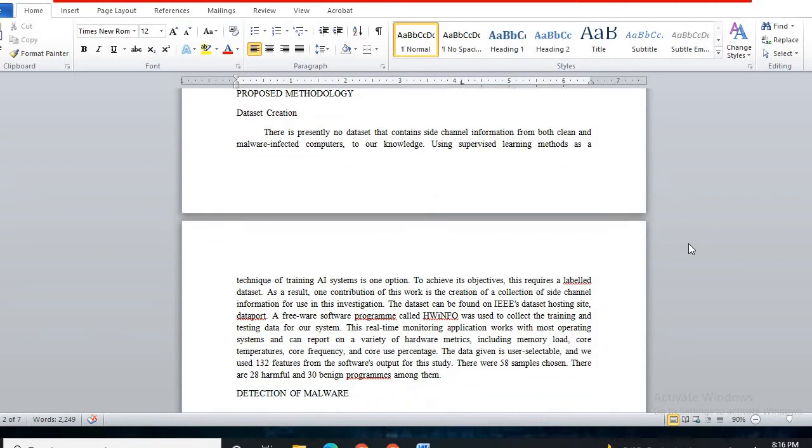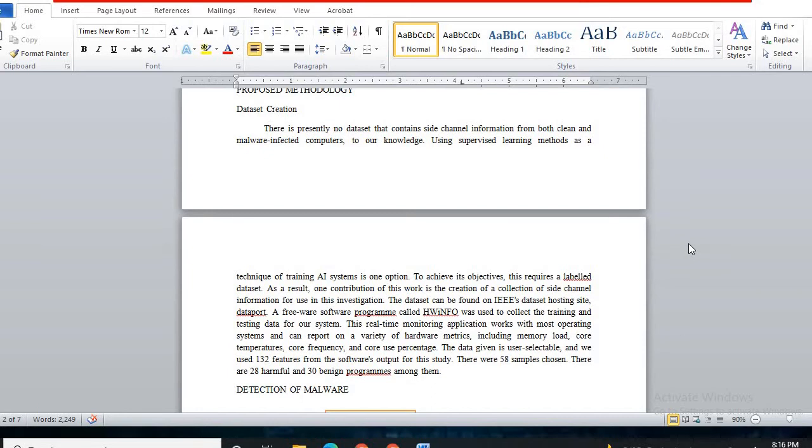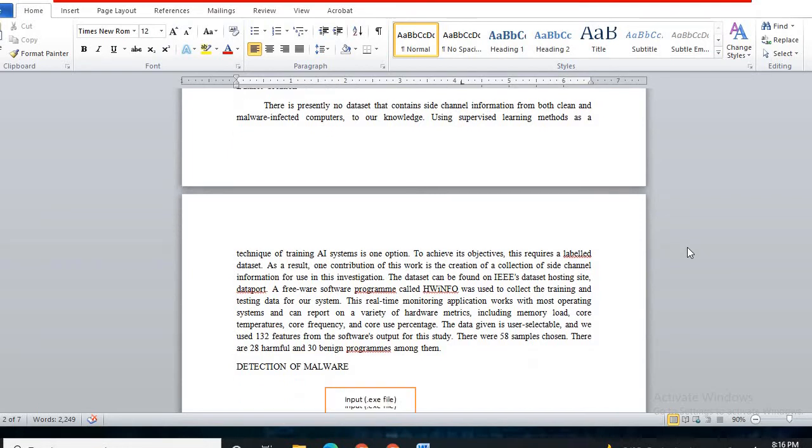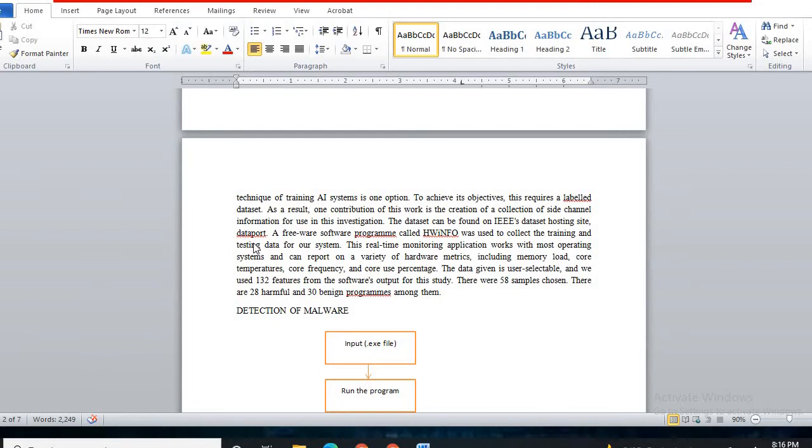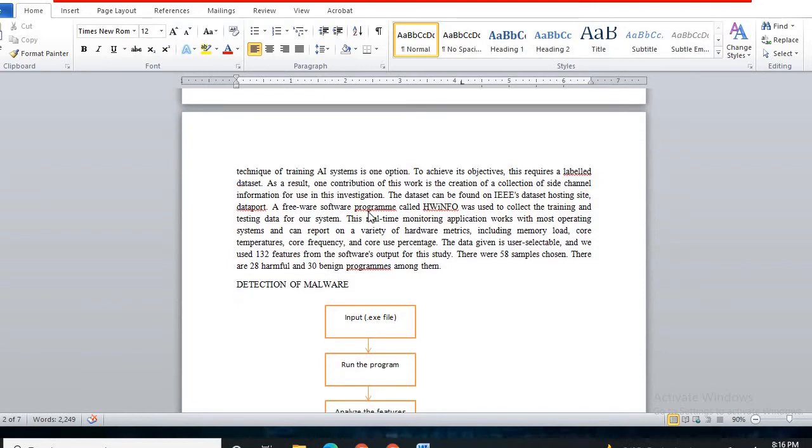Next is the proposed methodology. The first necessary thing is to create the dataset. Here the dataset is created using side channel information, and it's a labeled dataset. The dataset is available on IEEE's dataset hosting site, DataPort. A freeware program called HWiNFO has been used to collect the training and testing data. It consists of 132 features in total, but only 58 samples have been chosen, of which 28 are harmful malware programs and 30 are benign programs.